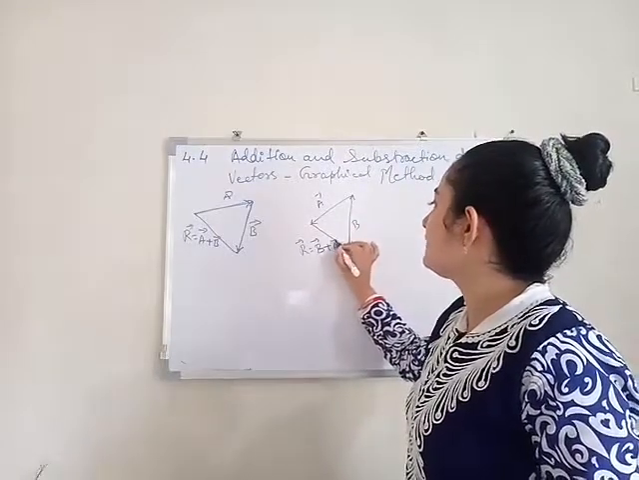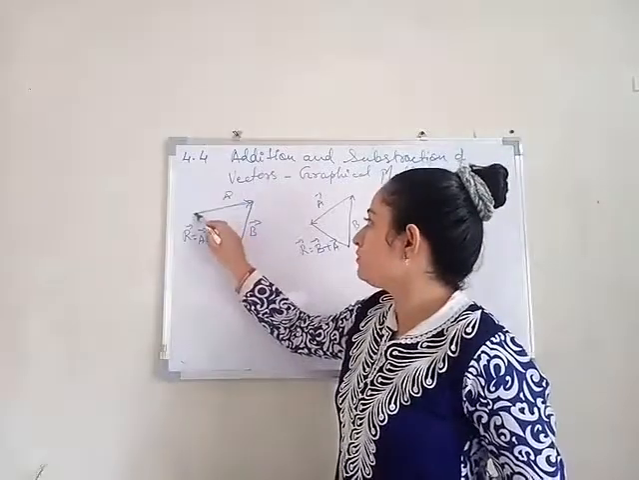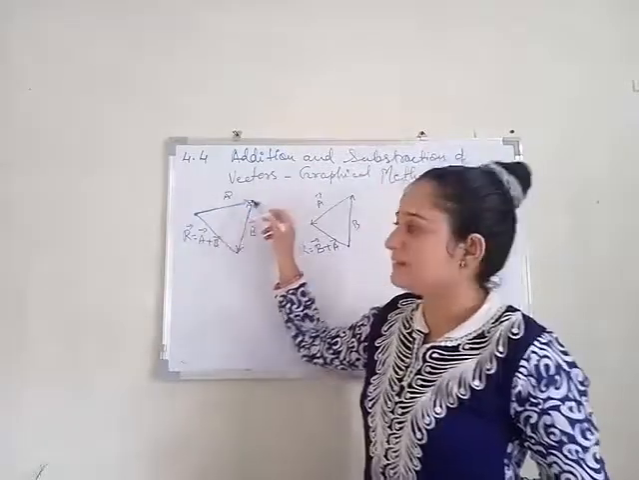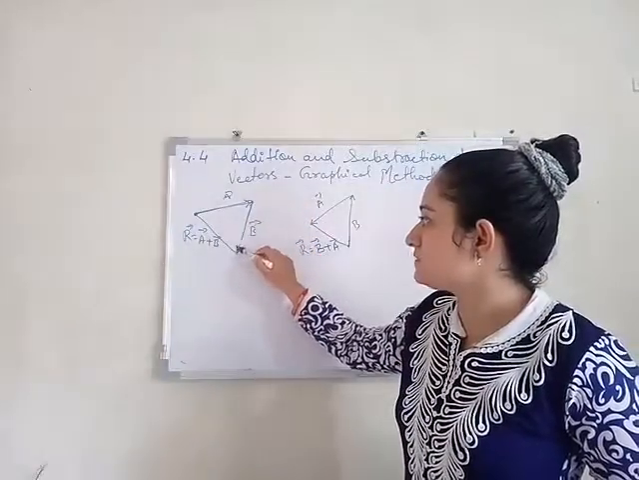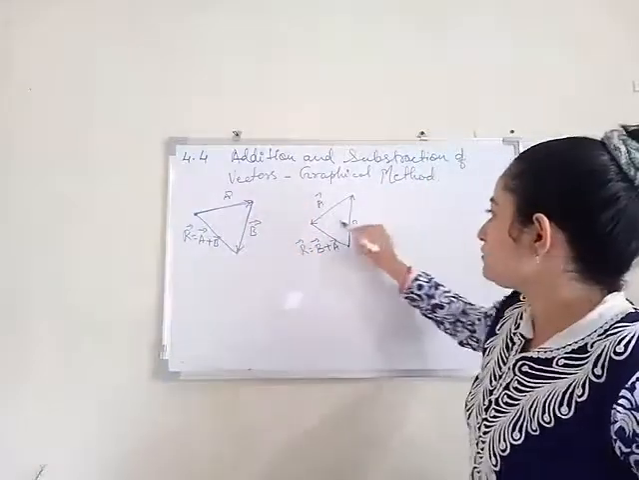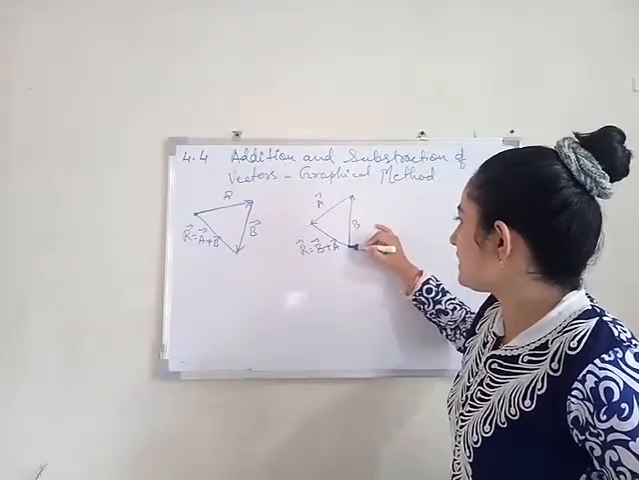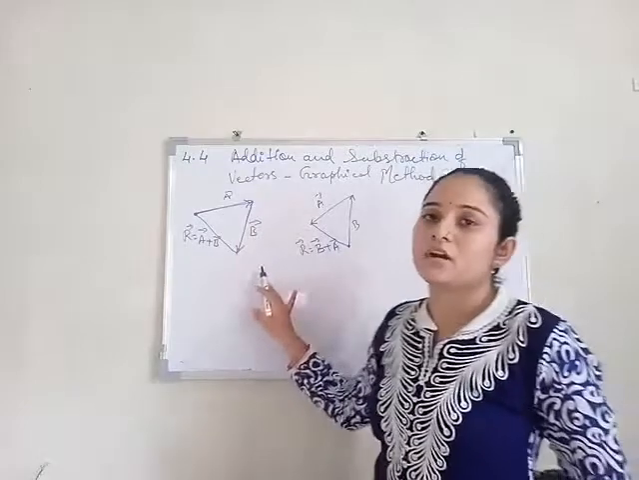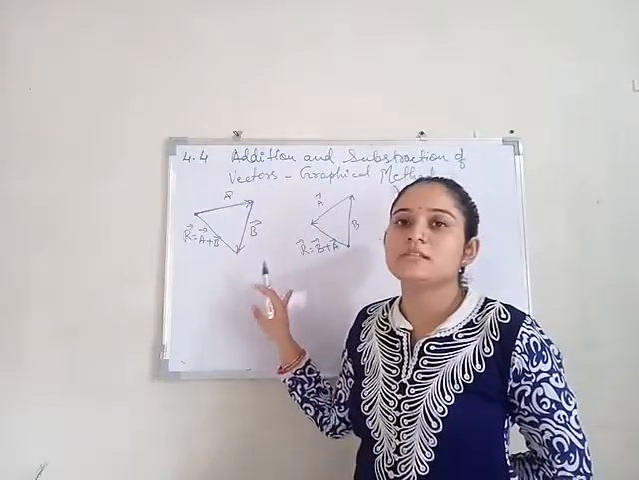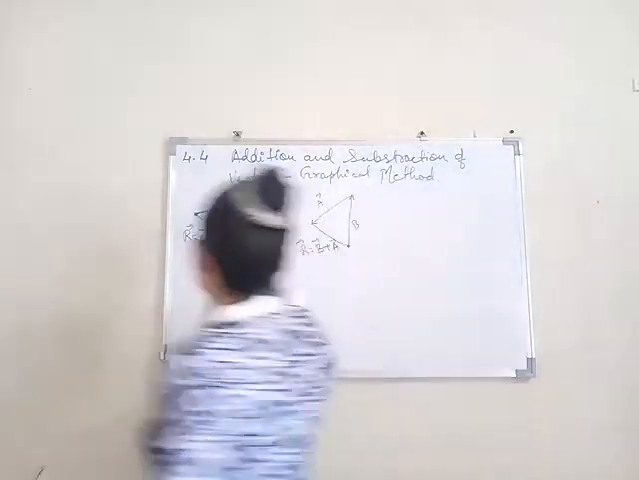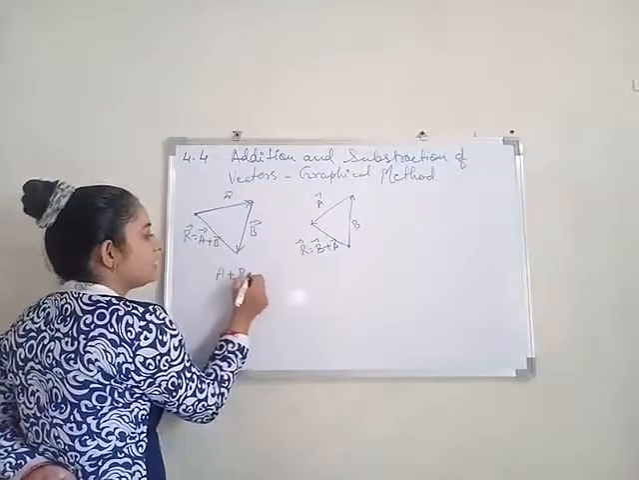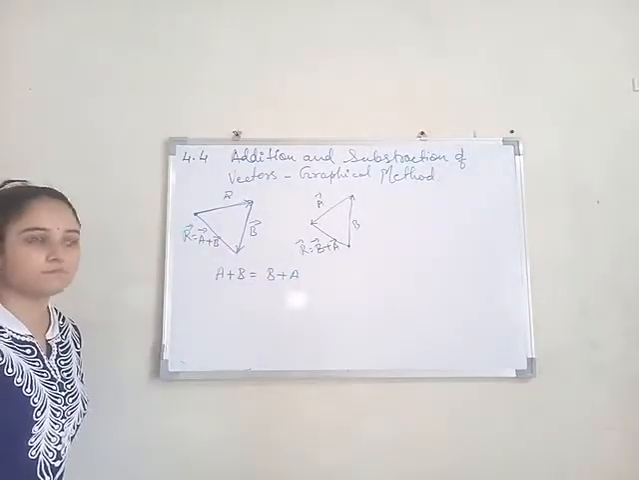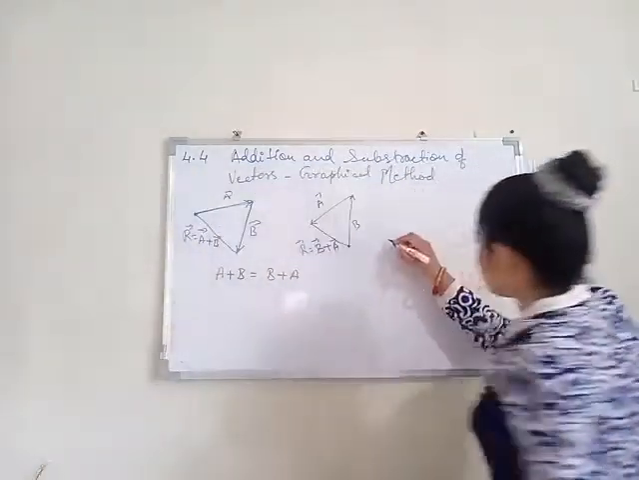plus vector A. Always what we do? First we write the vector which is going away from this point, and then we write the one which comes into this point. So here B has gone away, so first B plus A. From here you can say it obeys the commutative law, that is A plus B equals B plus A. Clear? Now consider this example.